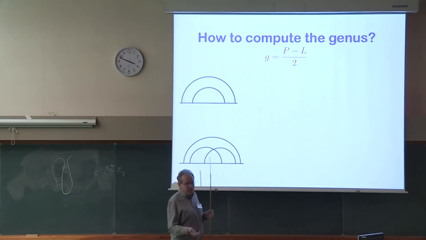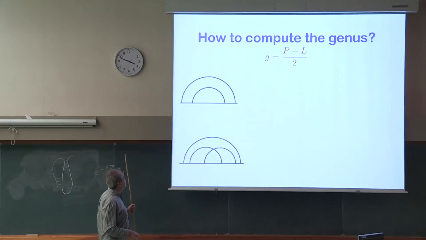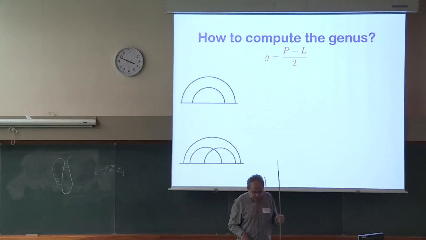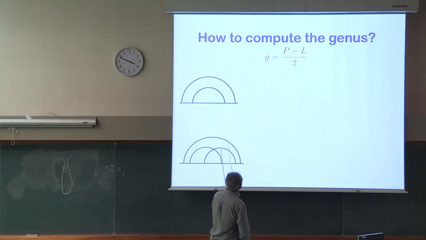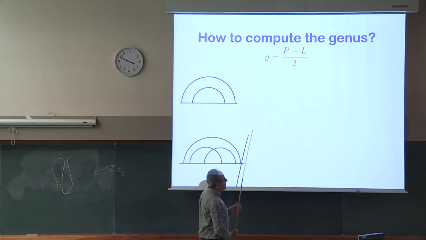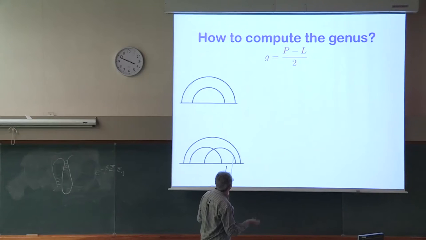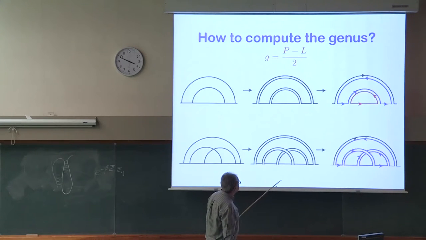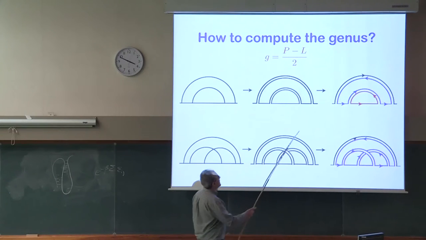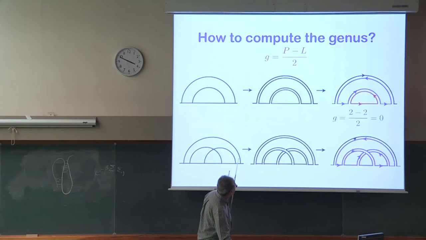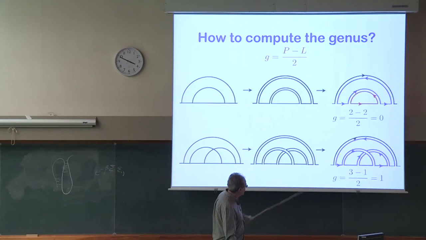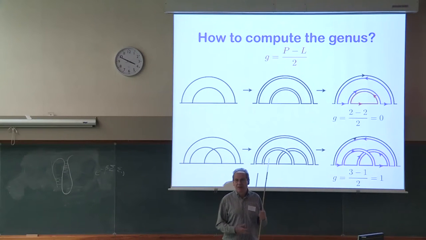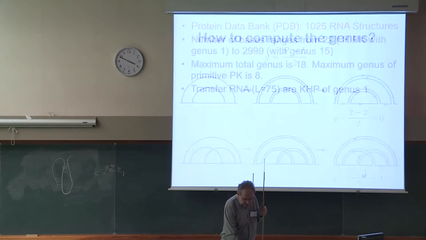Computationally, computing the genus is fairly simple. It just uses the rule of double lines. P is the number of pairings, L is the number of loops, and the genus of a graph is the number of pairings minus the number of loops, divided by 2. So you de-double the lines, and then you color to see how many loops there are. Here you will have 2 loops, here 1 loop. So here the genus is 2 minus 2 equals 0, and here the genus is 1. This can be done algorithmically very simply, and iteratively also. But I have no time to come back to it.